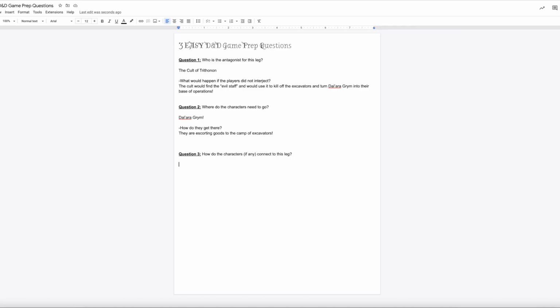The first way is one PC is a member of the organization that is excavating the ruin. So the first one for me is very simple. One of my PCs is a member of that organization.